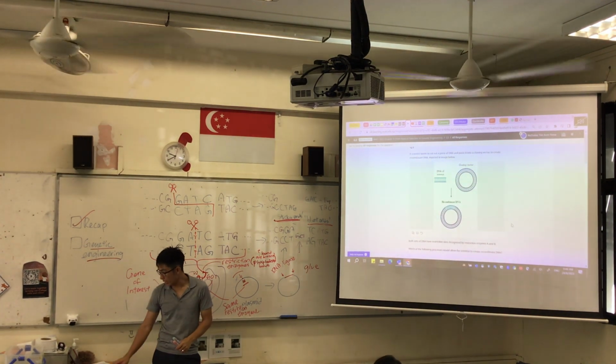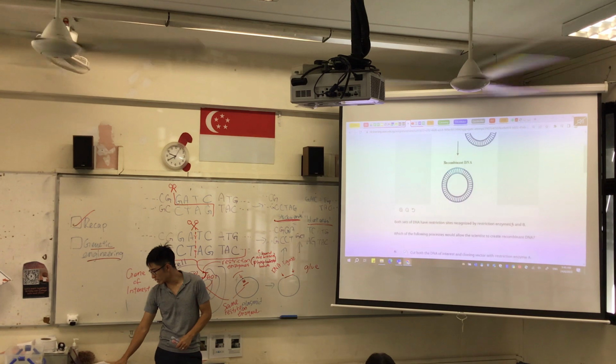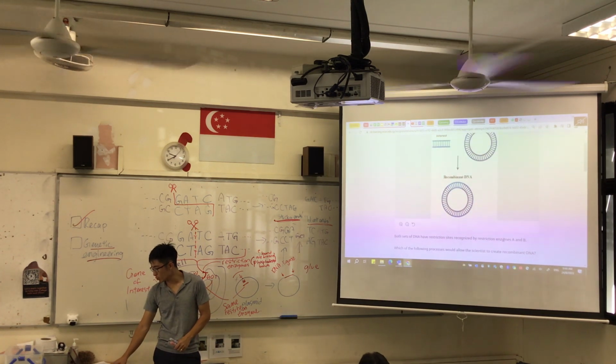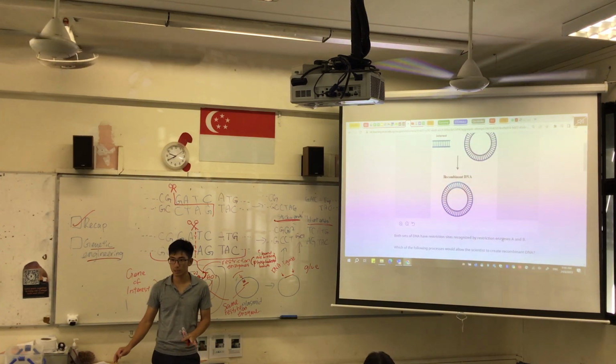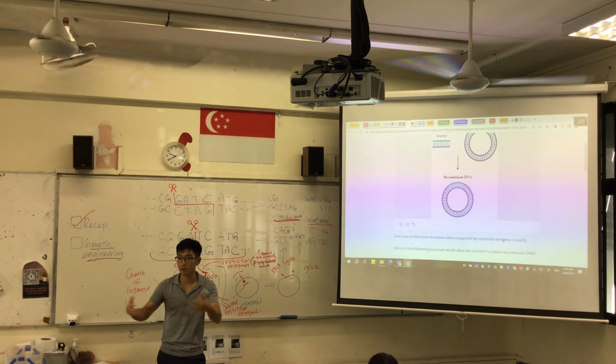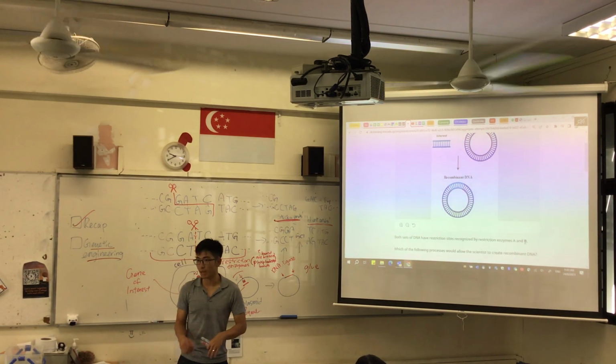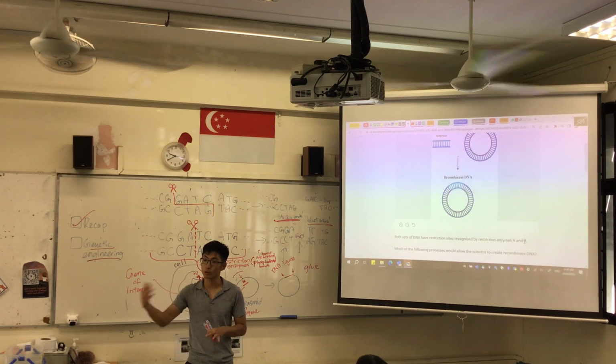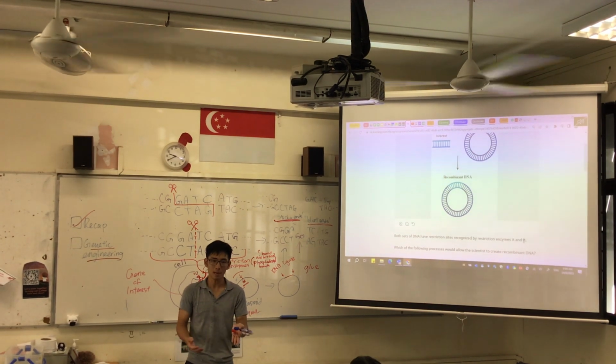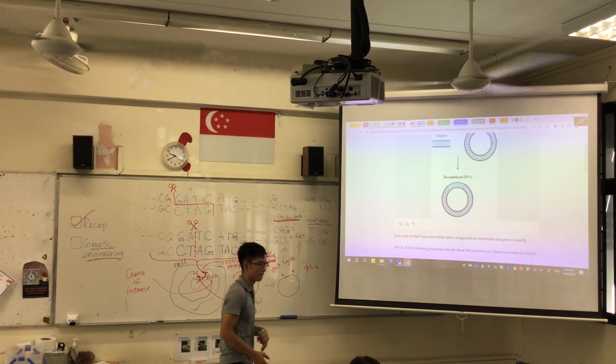Okay. But when they say recognized by restriction enzymes A and B, I think they are assuming here that both enzymes produce sticky ends, just a different kind of sticky end. Yeah. I think perhaps when you saw restriction enzyme B, you're thinking that it will produce one blunt, one sticky. Yes.